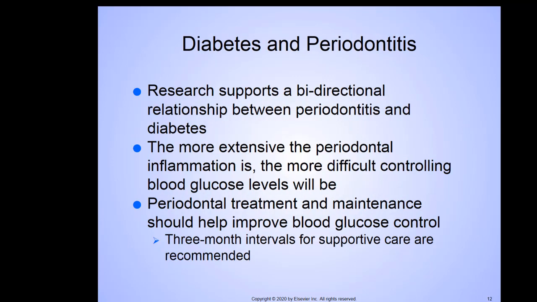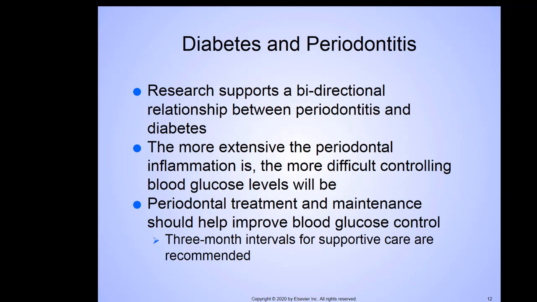The relationship between diabetes and periodontitis is bidirectional. Basically meaning the more extensive the periodontal inflammation is, the more difficult it's going to be to control blood glucose levels. But the same thing is true reversed. If their glucose levels are uncontrolled, then they're more likely to have periodontal inflammation.